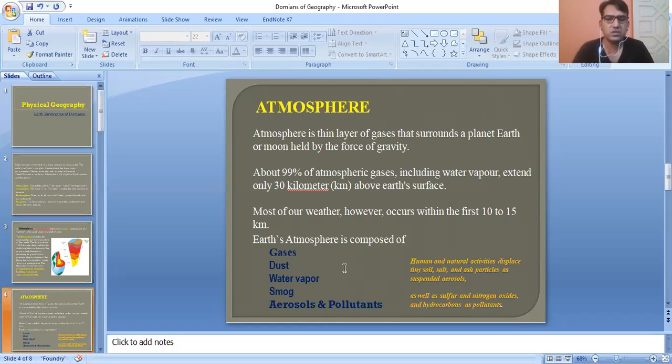Another thing I want to tell you here: the other planets in the solar system have an atmosphere, but the atmosphere which Earth has is quite unique. It is a different form, because this atmosphere supports life. If you compare all the planets, Earth is the only planet where life exists. It is only because of this atmosphere.